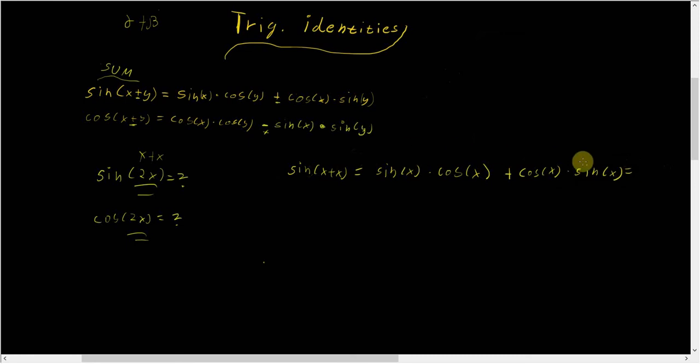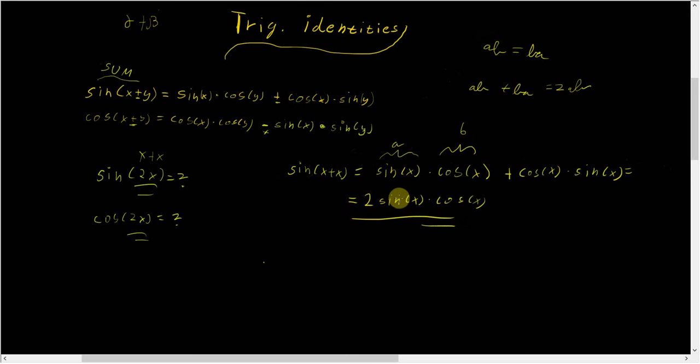Now I want you to look at this and see the pattern. So if we say sine of x is a, and we say cosine of x is b, we have ab on one side, and we have ba on the other side. We know from algebra that ab equals ba. So what we get is 2ab. So 2 times sine of x times cosine of x. And that's the way to derive this beautiful trigonometric identity.